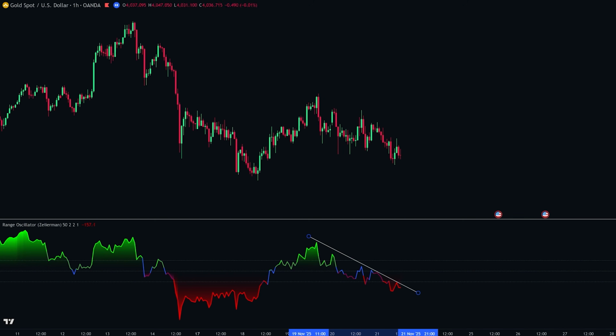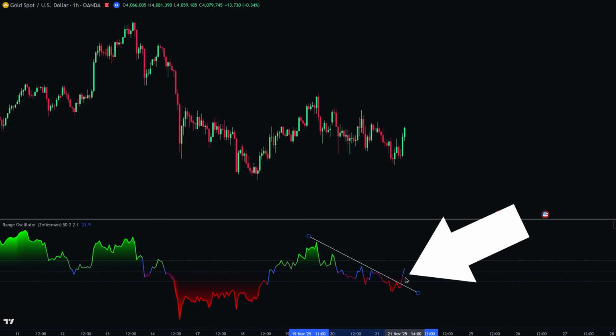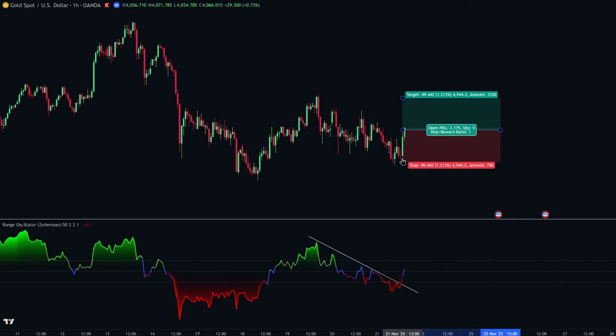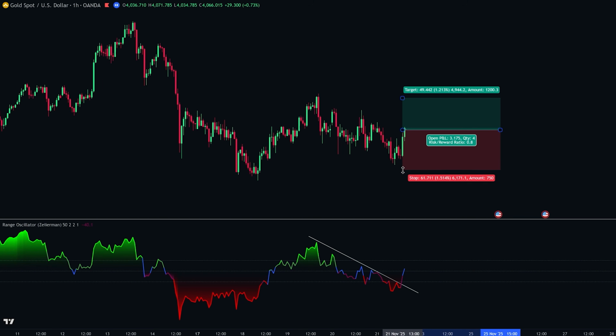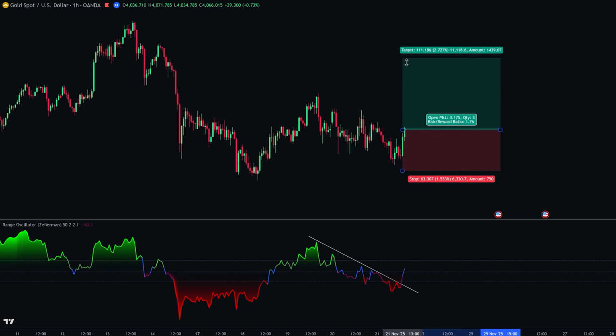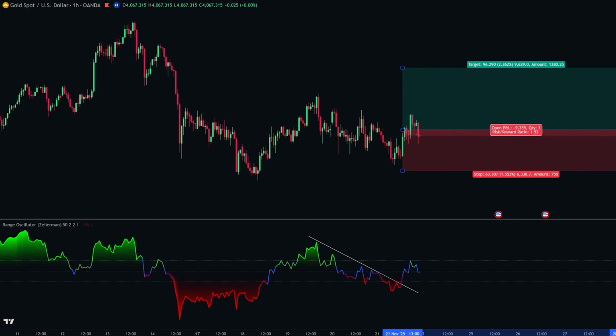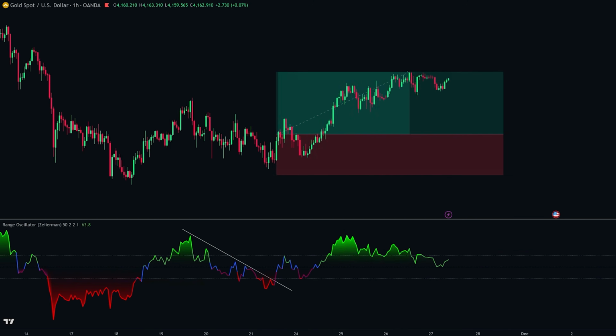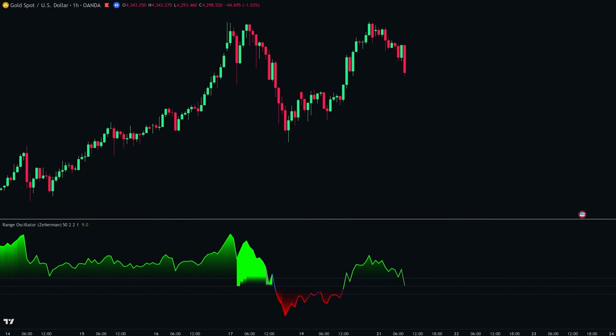The moment price breaks above that trend line, that becomes your entry signal. Enter your long position as soon as the breakout candle closes. Place your stop loss just below the most recent swing low, and set your take profit at a 1 to 1.5 risk-to-reward ratio. If you allow the trade to play out, you'll notice price pushes upward smoothly, and the setup easily hits the take profit target. Now let's flip the logic for the sell trade, and the process is just as simple.